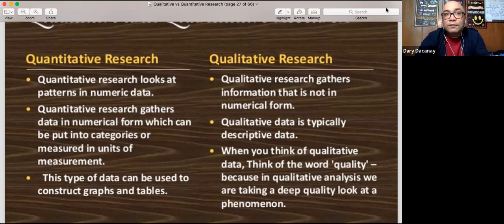While in a qualitative research, information that is not in numerical form and is typically descriptive data. Again, a descriptive data. When you think of qualitative data, think of the word, again, inulito, quality. Because in this analysis, we are taking a deep quality look at the phenomena.